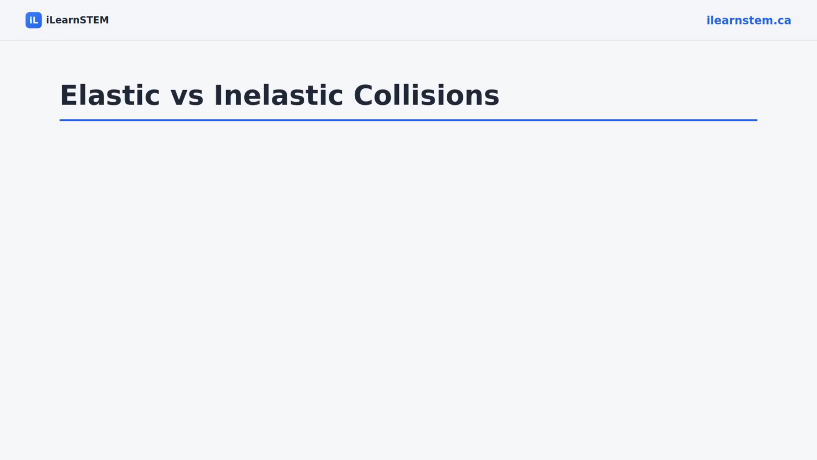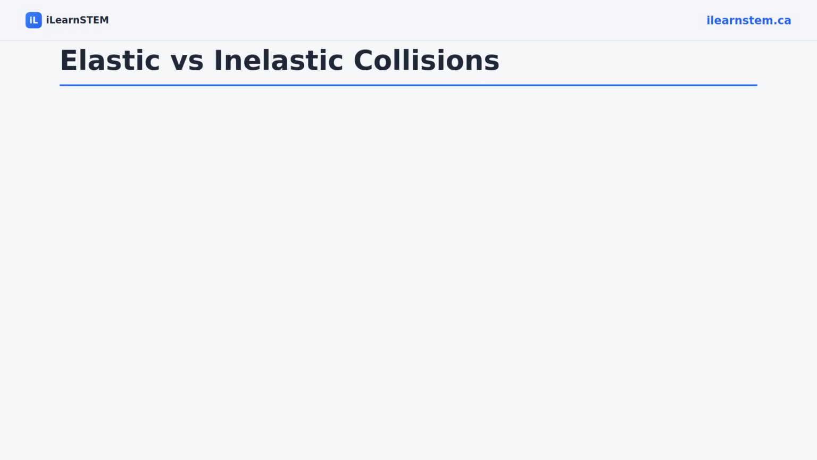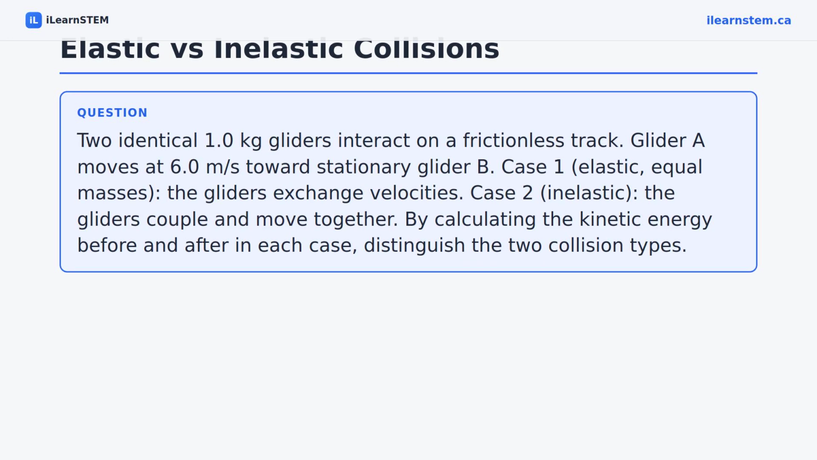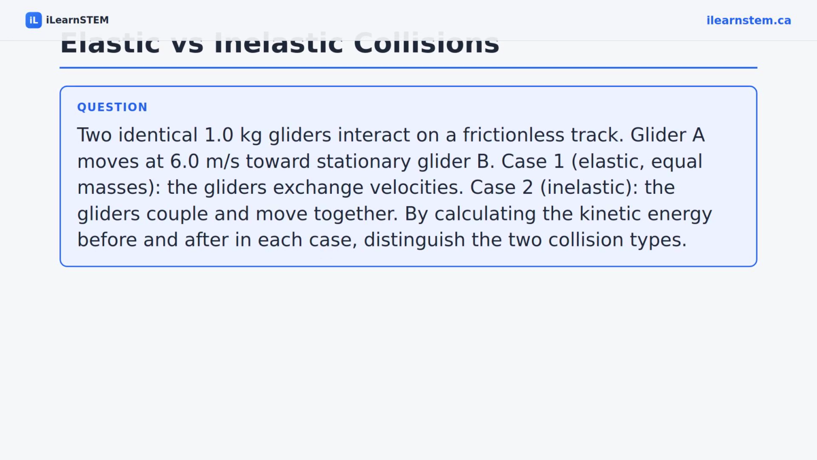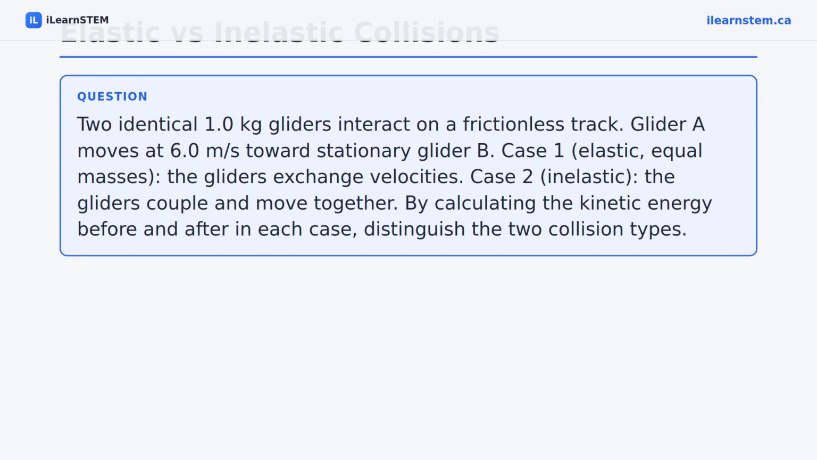We'll practice distinguishing elastic and inelastic collisions by calculating kinetic energy. Here's the problem. Two identical 1.0 kilogram gliders interact on a frictionless track. Glider A moves at 6.0 m/s towards stationary glider B.